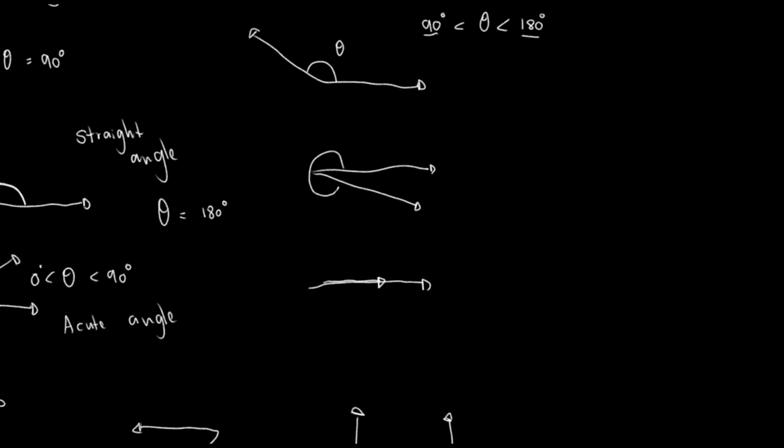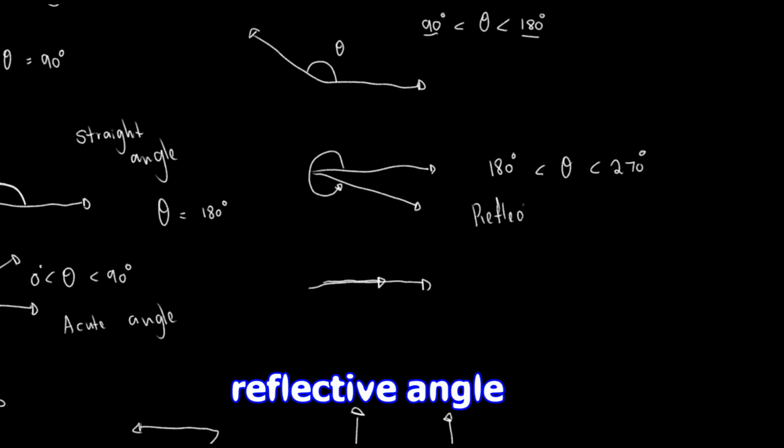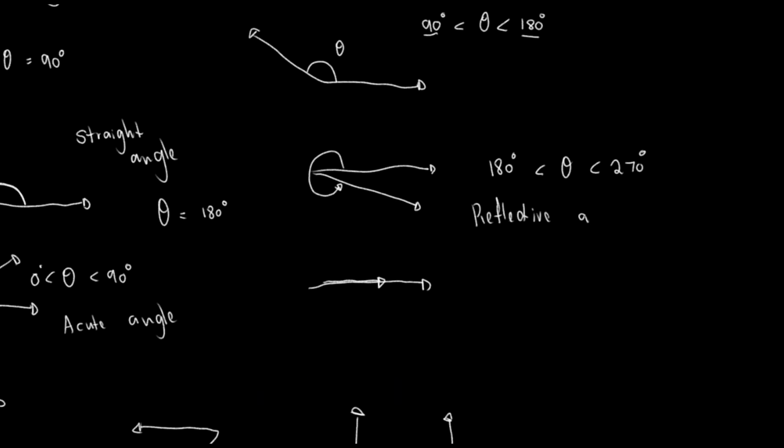Well, what about this one? Ooh, that one seems tricky. Well, this one is where theta is between 180 and 270. Theta is just a reference to an angle. This is known as a reflective angle.